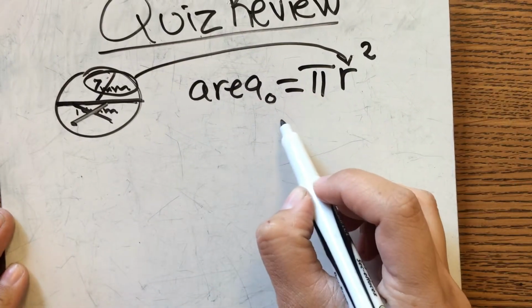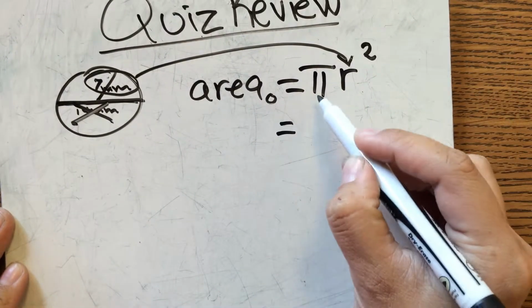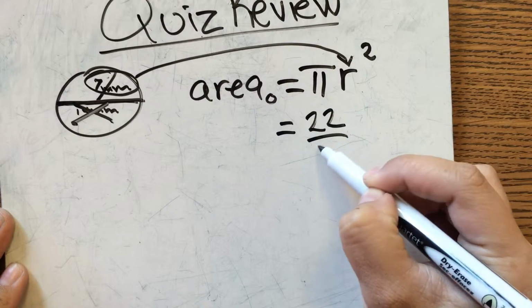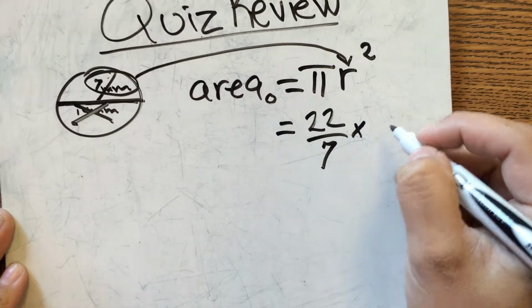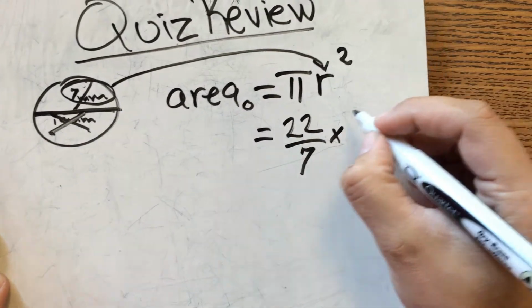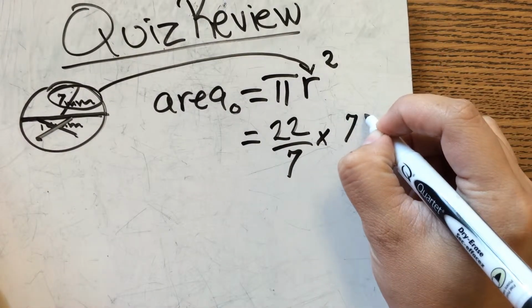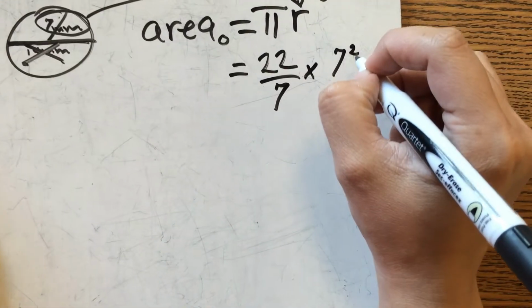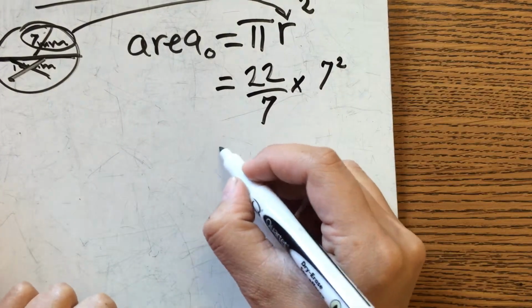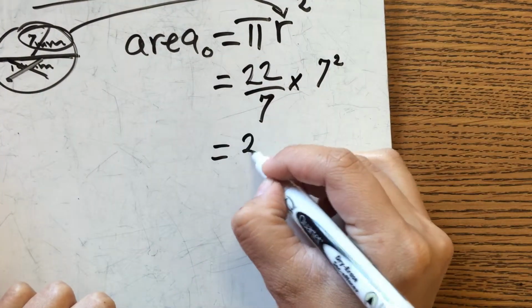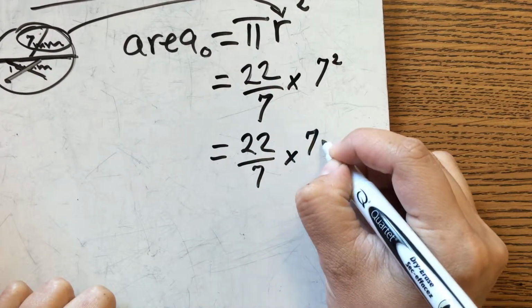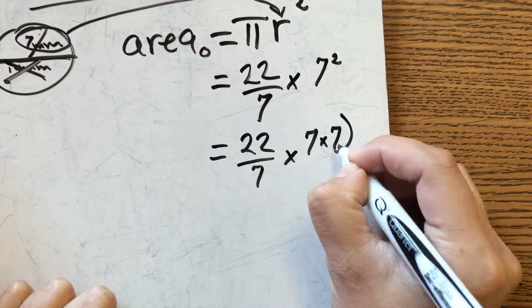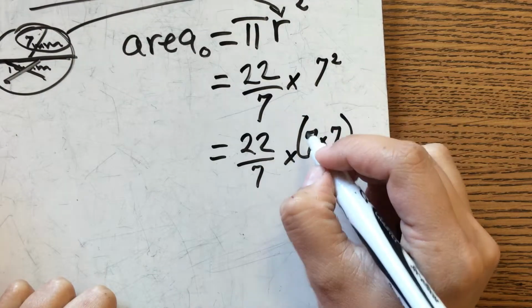Let's work it out. Area equals pi, which we already said was 22 over 7, times the radius, which is 7, squared. Okay? So 22 over 7 times 7 times 7, because 7 squared means 7 times 7.